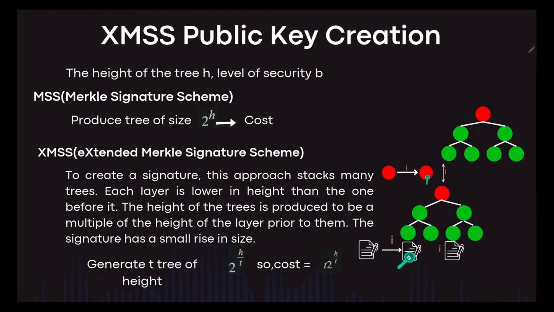So the cost is reduced by a greater number if we move to h as a power of 10, 10 raised to 3 or 10 raised to 4. The Merkle signature scheme, that is MSS, produces a tree of size 2 raised to h, so the cost is 2 raised to h. But the XMSS scheme, that is the extended Merkle signature scheme, considers the generation of T trees of height h by t, so the total cost will be t into 2 raised to h by t.